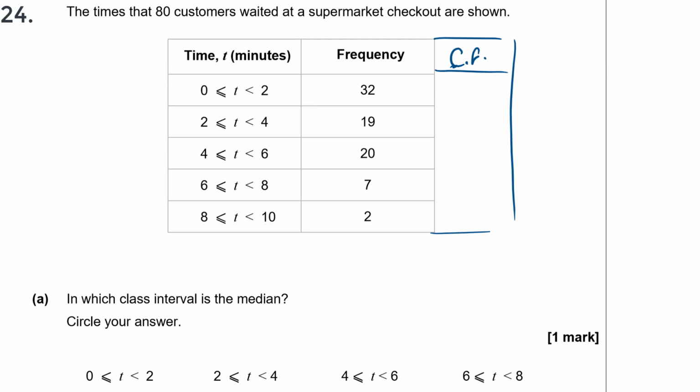for cumulative frequency. Now you get cumulative frequency by adding the new frequency to the existing frequency up to that point. So the first value is going to be 32, and then the next value is going to be 32 plus 19, which gives you 51. The next one is going to be 51 plus 20, which is 71, and then 78, and then 80.